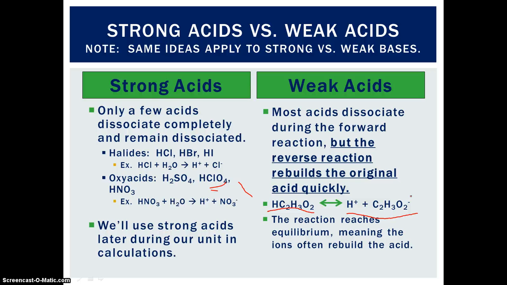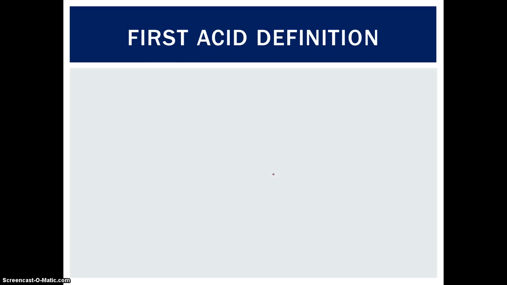This reaction reaches what's called equilibrium. So for every one of these that reacts that way, another two are going to combine and go that way, and it's going to reach this kind of calm status in the middle, equilibrium.